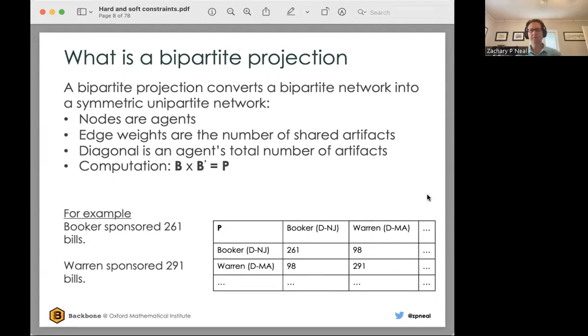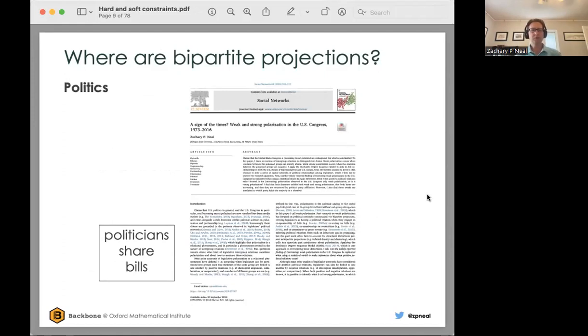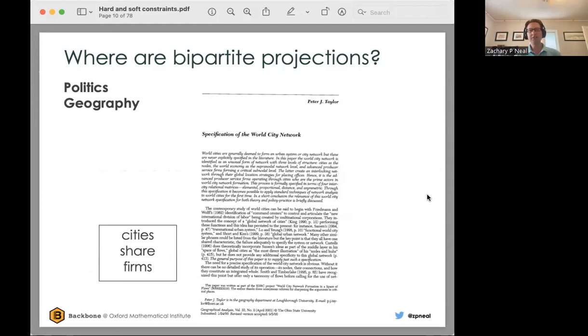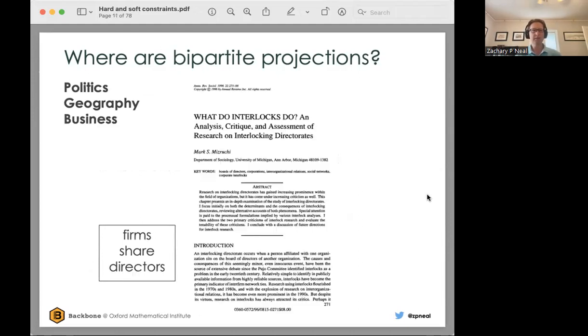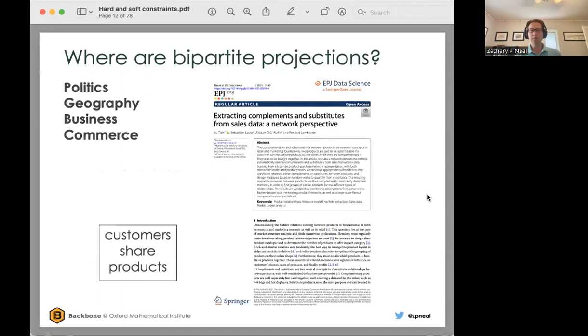We can generate this unipartite adjacency matrix from an incidence matrix by simply multiplying the original bipartite matrix times its transpose. We see this process in many different domains applied to lots of different types of empirical data. Much of my work has applied it in cases where the bipartite network captures politicians sharing bills. But we also see this in geography, where cities share firms. We see it in business in the case of corporate interlocking directorates, where firms share directors. In commerce, where customers co-purchase products.